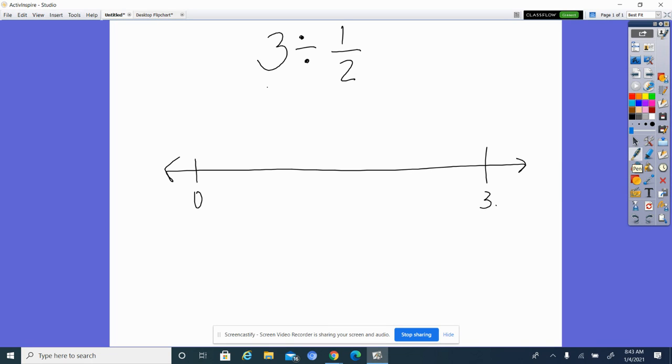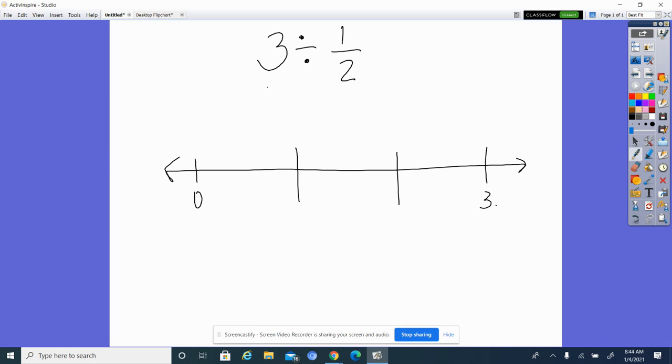Okay, what are we going to cut this number line into? Thirds. 1, 2, 3. Okay. So how is the dividend represented on the number line? In essence, what is it cutting the number line into? 3 pieces, right? It's cut into thirds, 0 to 3. That's what it's cut into.